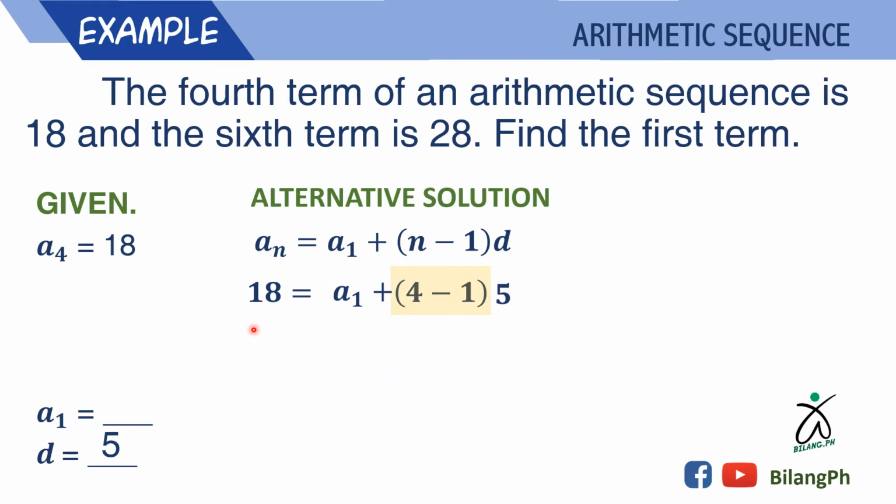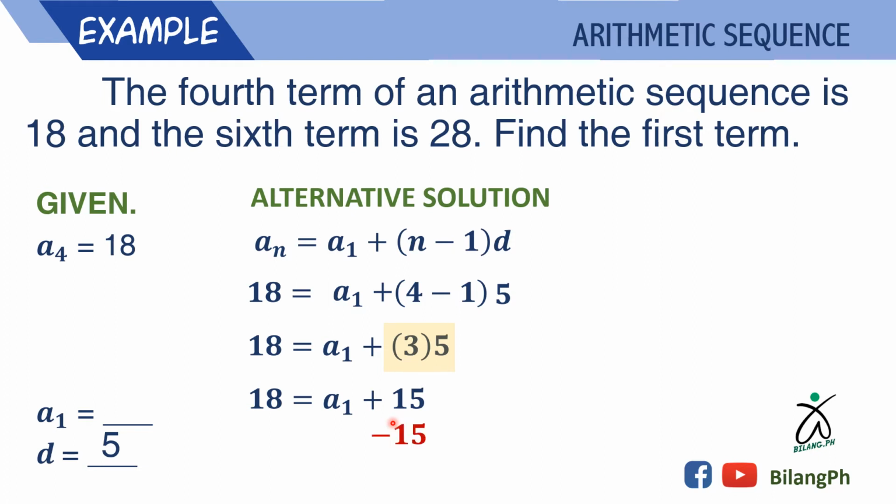I-solve. So, 18 equals A sub 1 plus 4 minus 1 is 3. Kopyahin yung 5. Sunod, 18 equals A sub 1 plus 3 times 5 is 15. Para ma-eliminate ang 15 na ito, we have to subtract both sides by 15. Ito ay magiging 0. Ang matitira dito ay A sub 1. 18 minus 15 is 3.